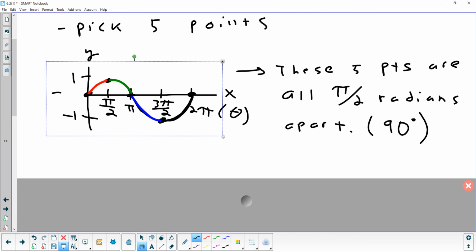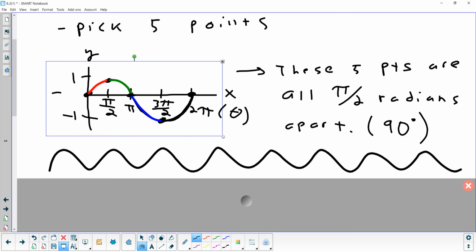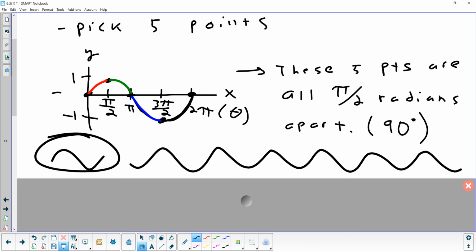So anytime that we want to graph a transformation of sine or cosine, you're only going to have to sketch one cycle. You're not going to have to sketch like 7 cycles. All you're going to have to do is sketch one cycle. So we look kind of like that. That's what I'd be looking for. One cycle. Because if you can sketch one, you can copy and paste it and sketch more.